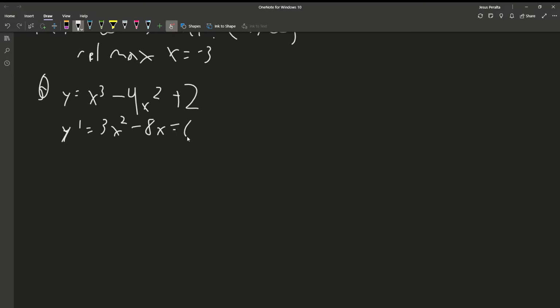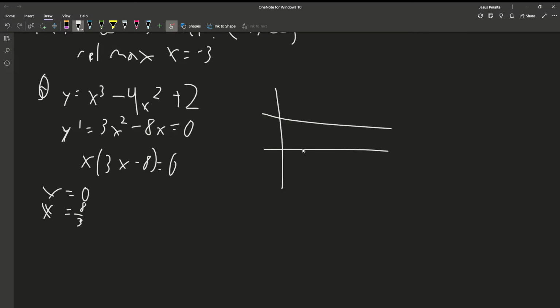And you set this equal to 0, just as we had for number 1. So you factor it. You're going to have x times 3x minus 8 is equal to 0. So that means your critical numbers are at x equals 0, and x is equal to 8 over 3. If you want to check that for yourself, go ahead. I insist. And we make our chart.